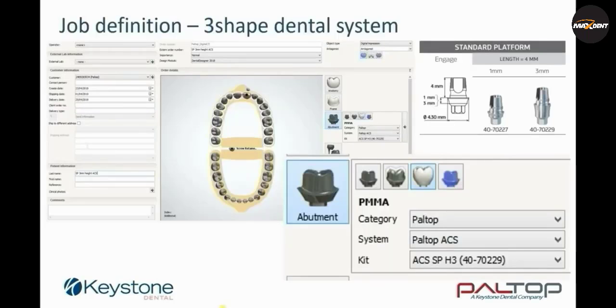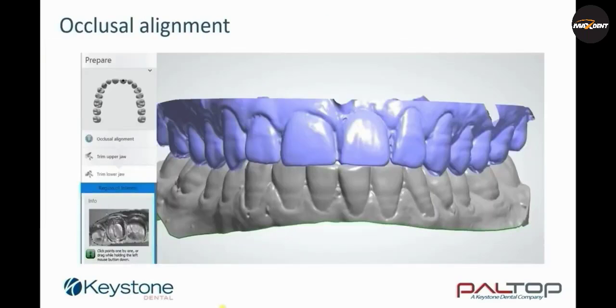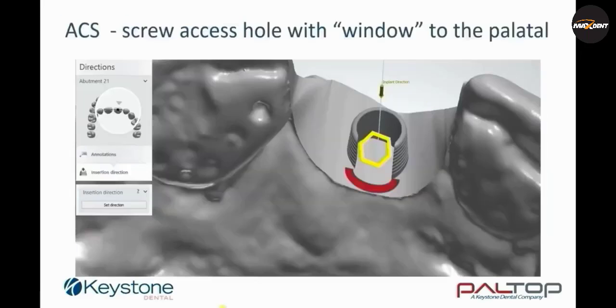So let's briefly review the workflow with the ACS abutment in the 3Shape dental system. Following job definition, an ACS component is chosen in accordance with the platform and the cuff height. Go through the occlusal alignment stage. Now we can see the ACS abutment with the window on the palatal aspect.